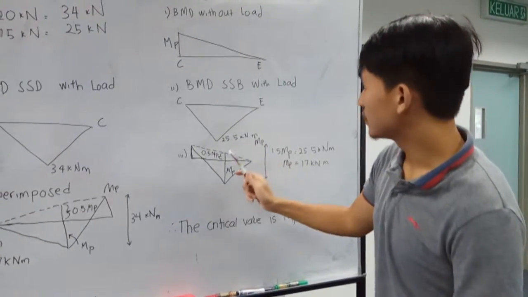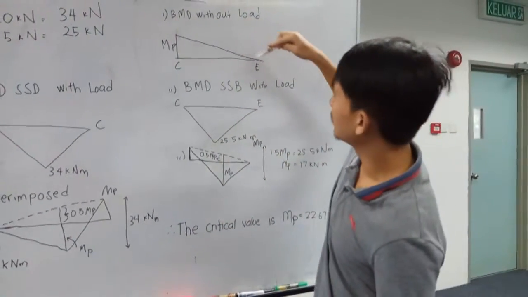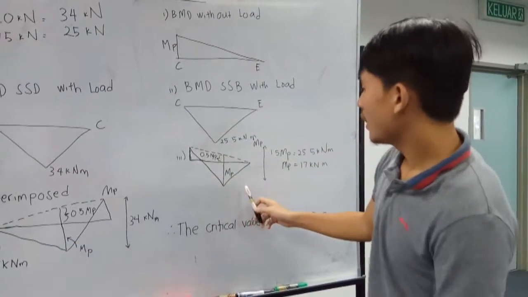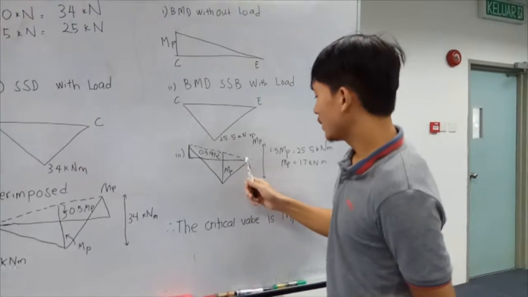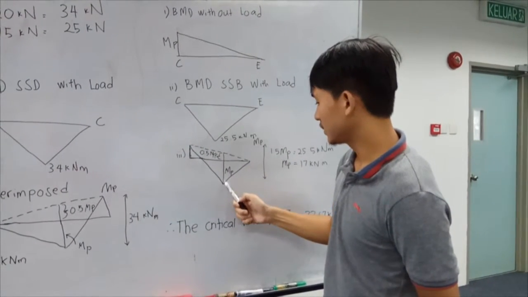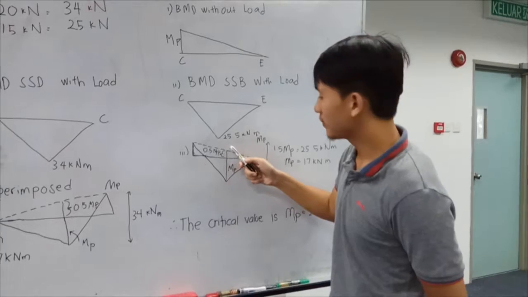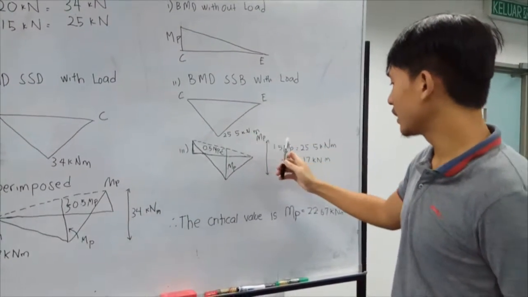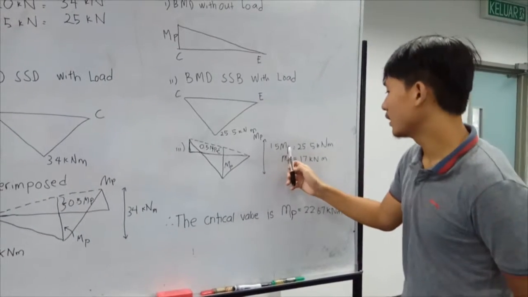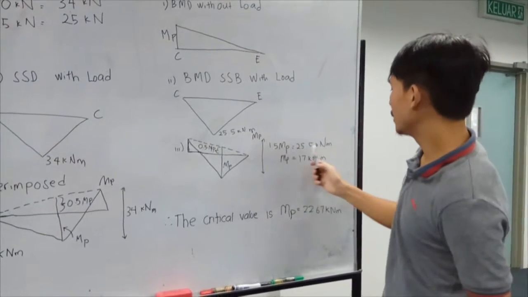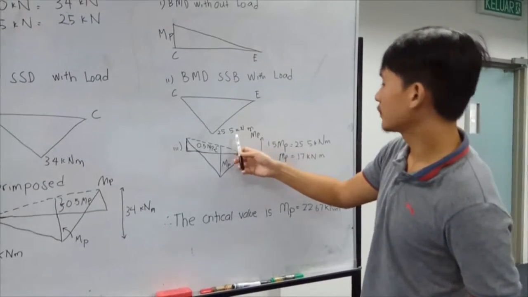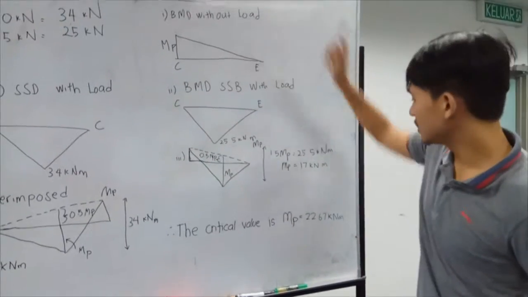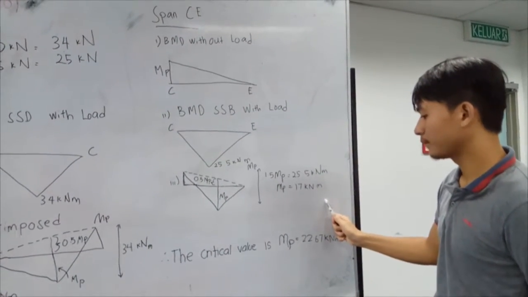And then the next step is we superimpose both diagrams, the bending moment diagram without load and the BMD with load. Then we will get this diagram right here. Note that there's one plastic moment right here and 0.5 plastic moment right here, and when we add up both plastic moments, we will get 1.5 MP, and we equate it with the moment that we have calculated just now, and the plastic moment for span CE is 17 kilonewton meter.